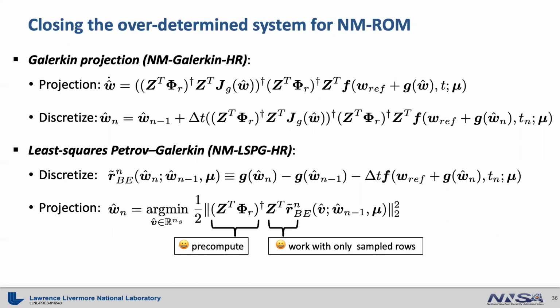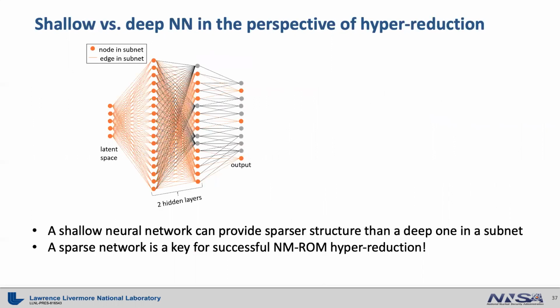And thanks to the sampling matrix Z in hyperreduction, you can work only with the sampled rows. But in the nonlinear manifold reduced order model, we have to be careful. I would like to draw special attention to the structure of the neural network in the autoencoder, because the structure matters for successful hyperreduction.